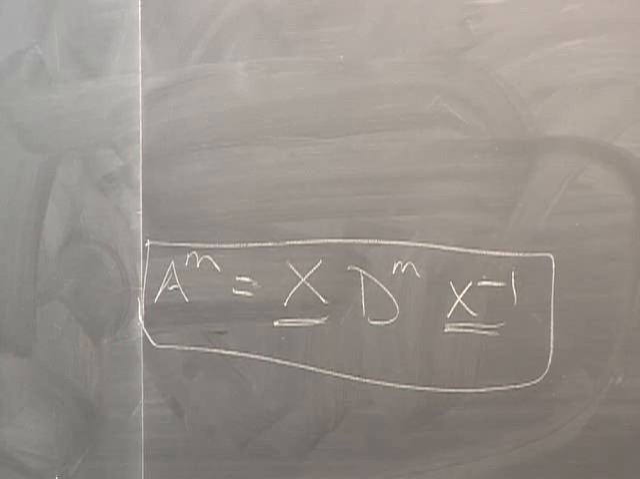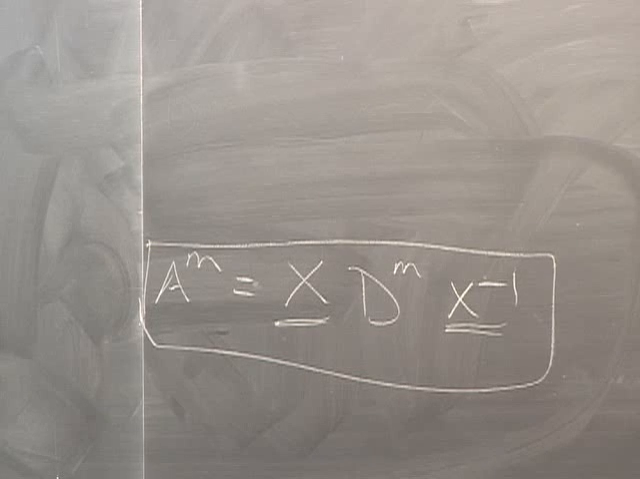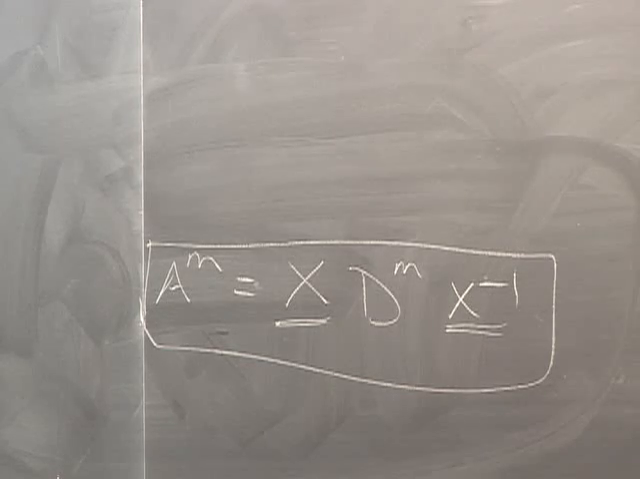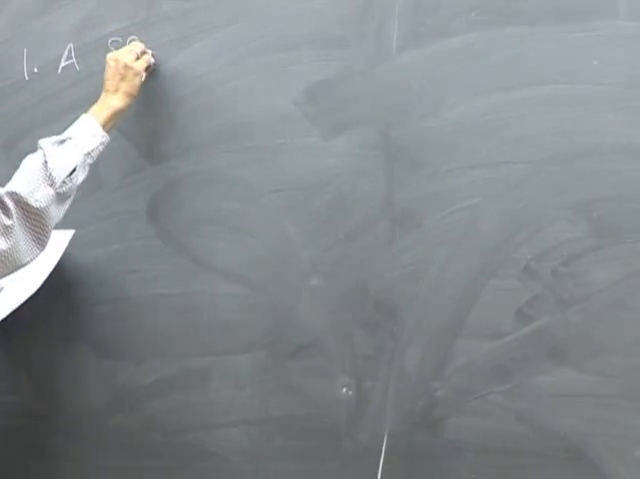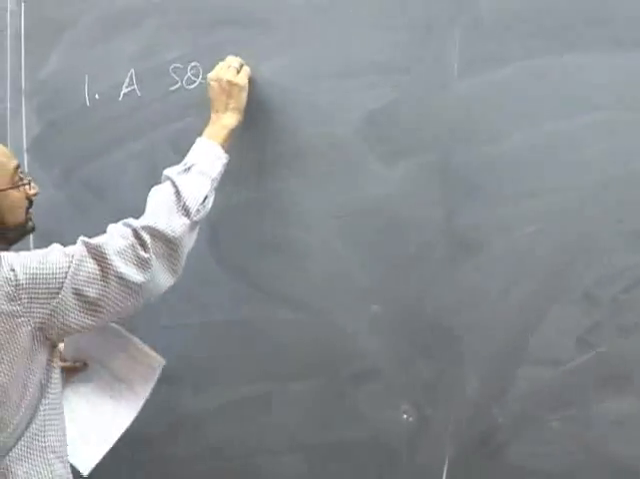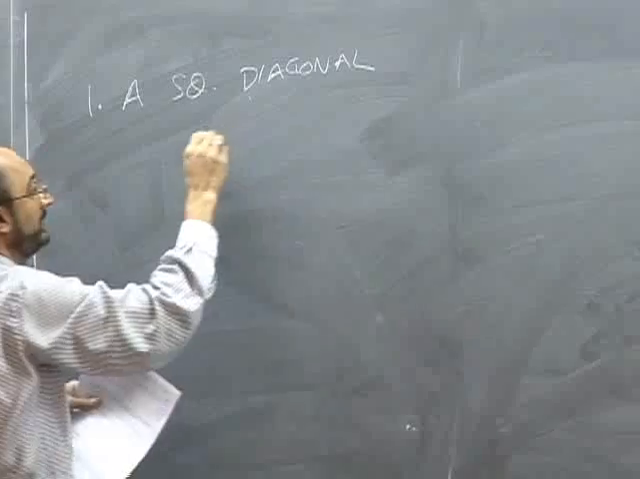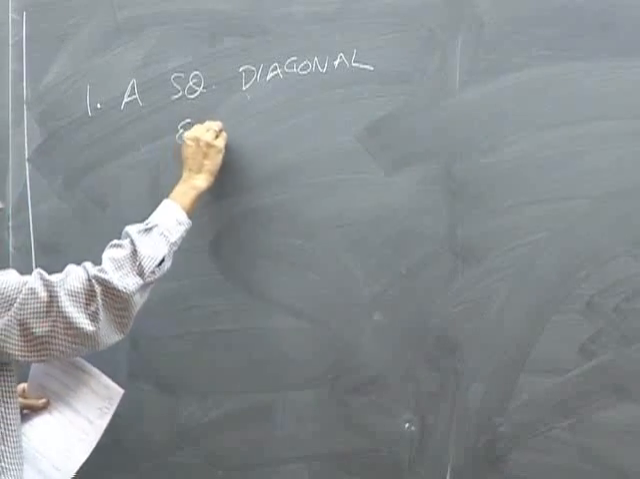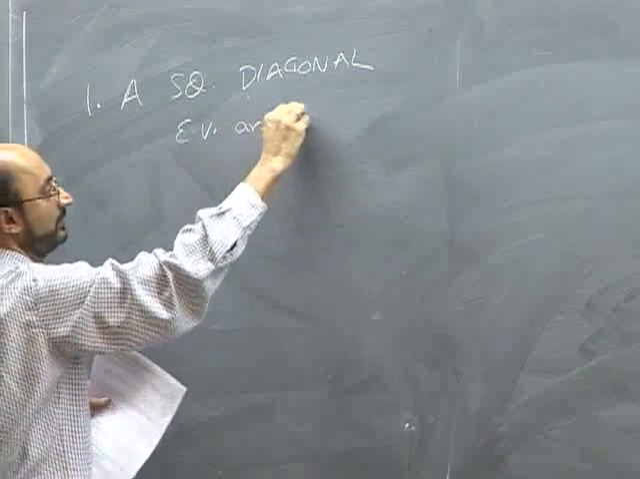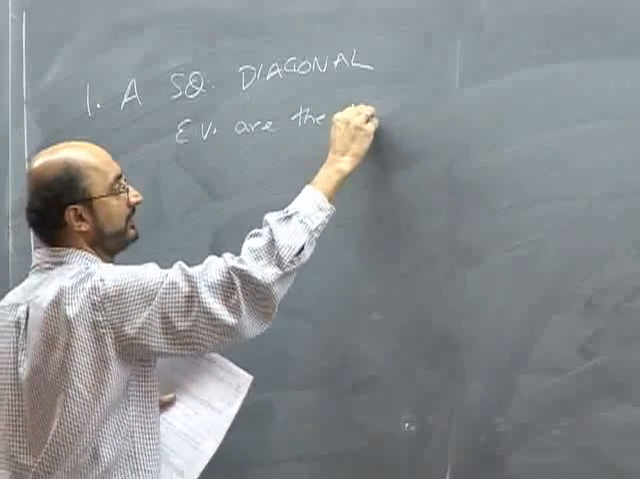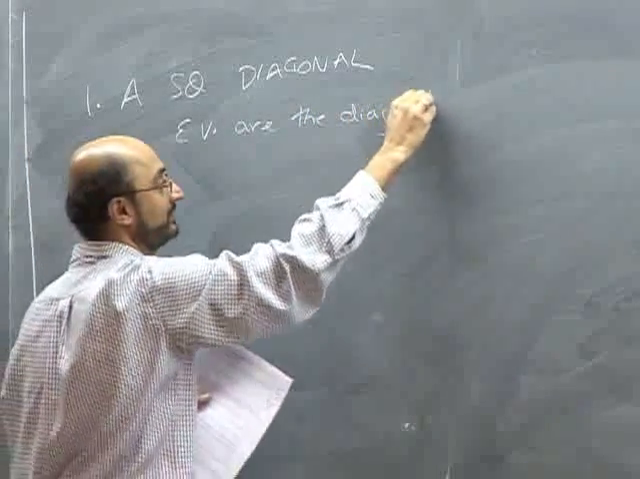Now I want to show a couple of properties about eigenvalues and eigenvectors which make life a bit easier. So the first one is that if A is square and diagonal, then the eigenvalues are the diagonal elements. And we saw this already last time, so I'm just going to state this.